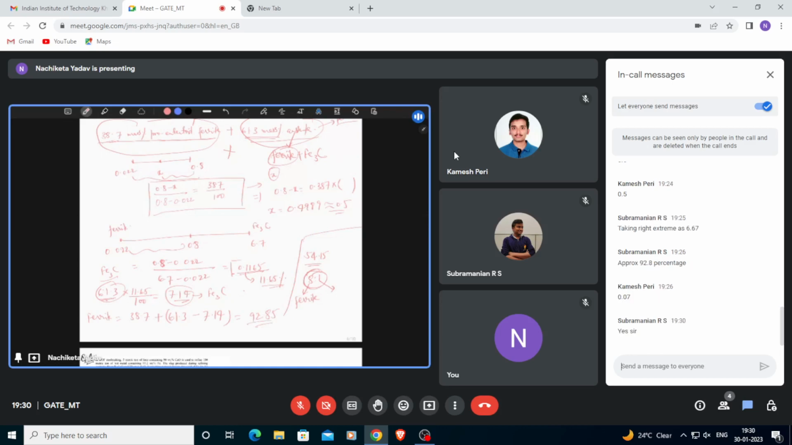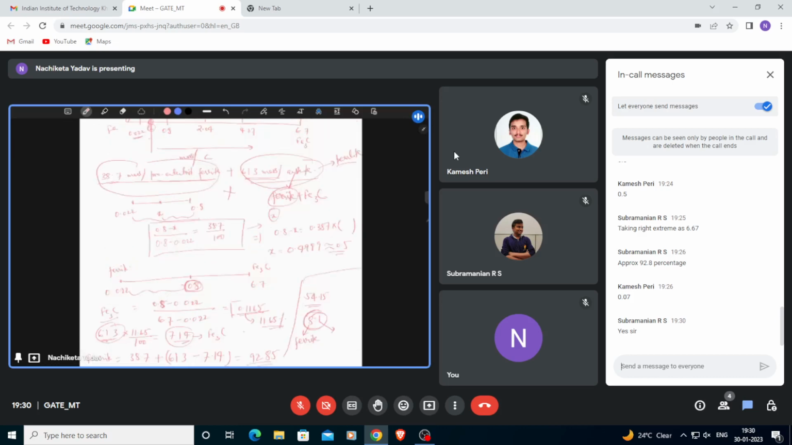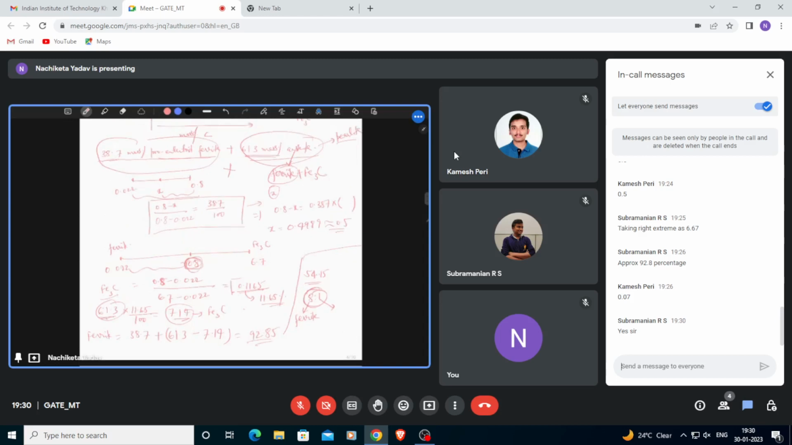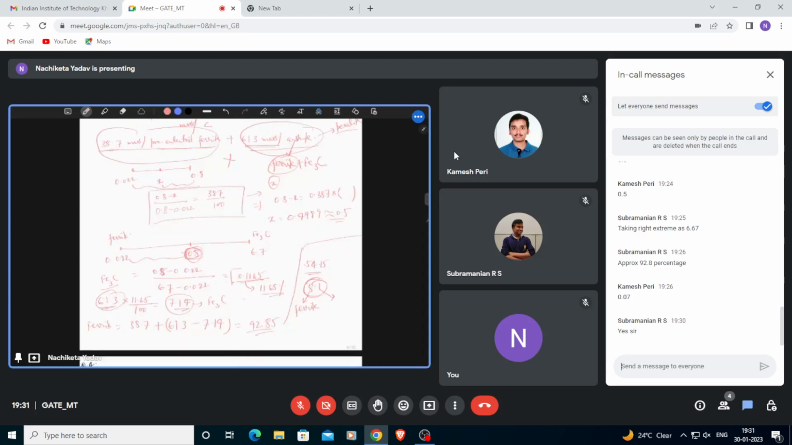If you have any issue, you can ask. Kamesh, here we will take 0.8. You remember this one, because this austenite transforms into perlite at this composition 0.8. That's why I am taking this 0.8. Should I move to the next question? Please explain the last point.